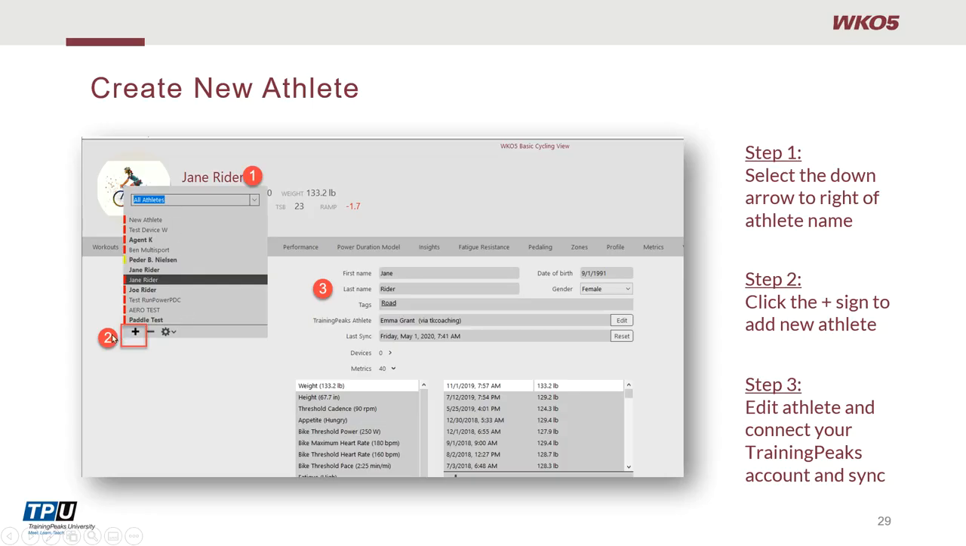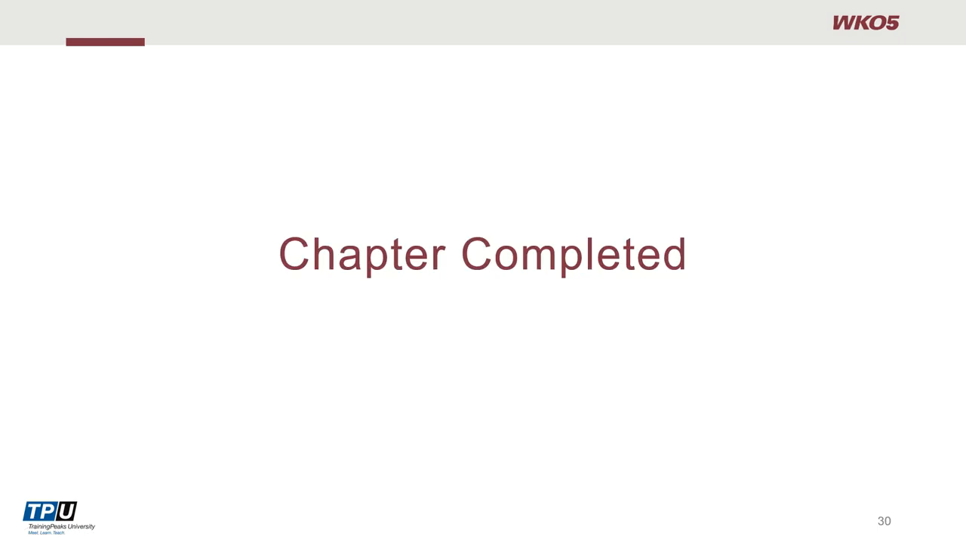On the bottom, you can just click the plus button to add a new athlete or a minus button to delete one, but a plus button to add one. Then you can follow the same process. You can either manually enter their information, or you could just click the edit button and associate that Training Peaks athlete with this account, and it will automatically bring up all the information such as name, weight, image, all that will be carried over. That completes chapter 2.